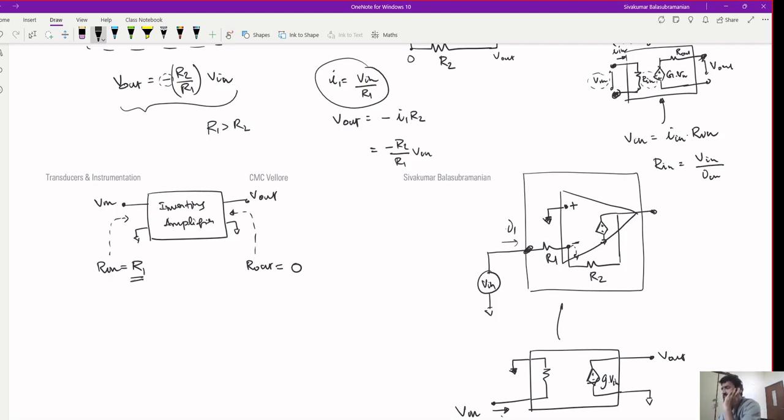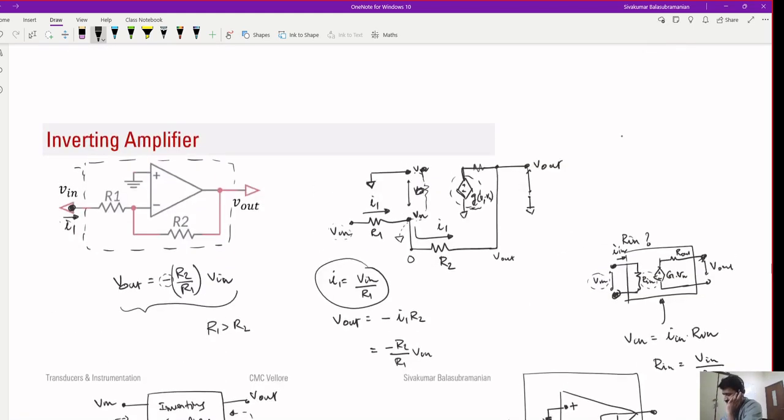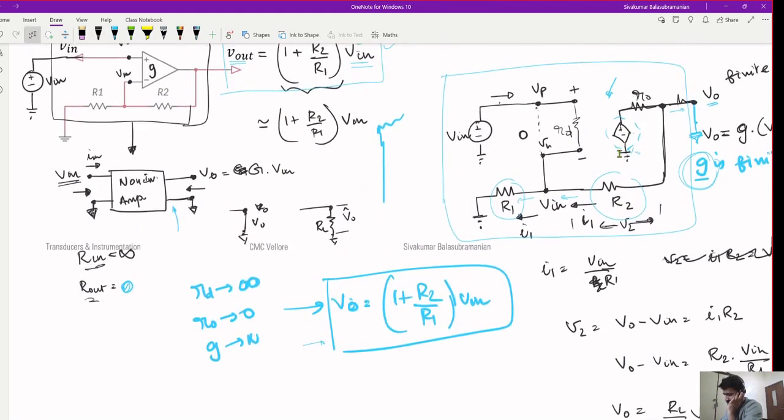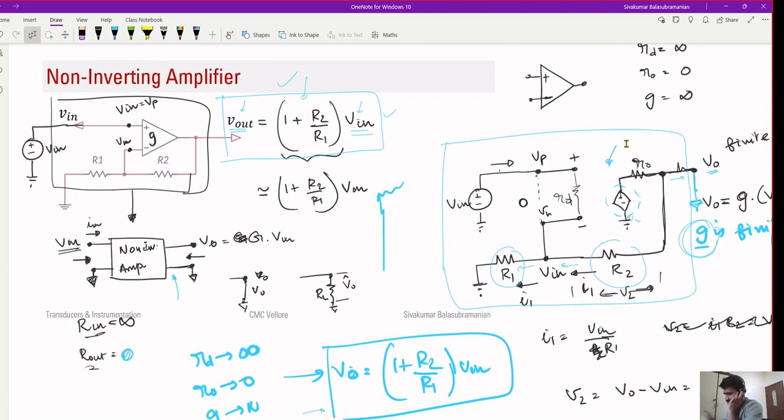Why was the input impedance infinite in the non-inverting case? Because the input was given at the other terminal and R1 was connected to ground. This is the connection. Because the amplifier is assumed to have infinite input impedance, there is no current being drawn from your input source into the op amp. That's why your non-inverting amplifier had an infinite input impedance.